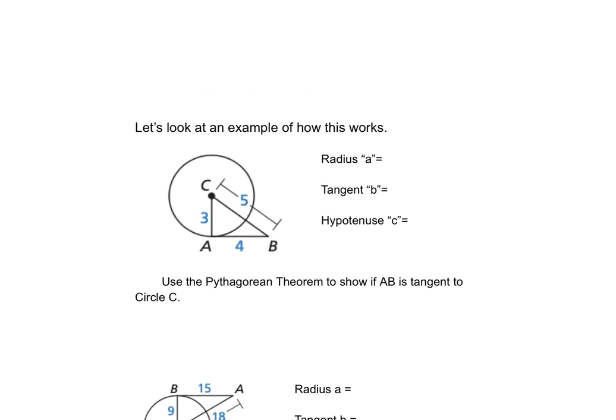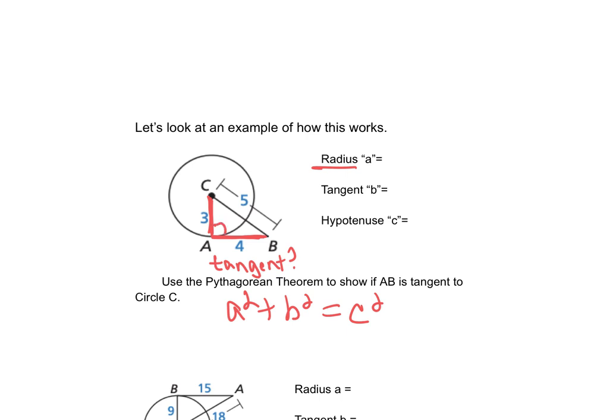Okay, so let's look at an example. Here we have a circle, and this segment right here is on the outside. What we want to know is, is that tangent to the circle? That's what we're trying to figure out. In order to do that, we are going to use our Pythagorean theorem, a squared plus b squared equals c squared. So let's define what's a, what's b, and what's c. Well, our radius is going to be a. If you notice, the tangent and the radius are the two that intersect, and we're trying to decide if that makes a right angle. So the radius is going to be a.